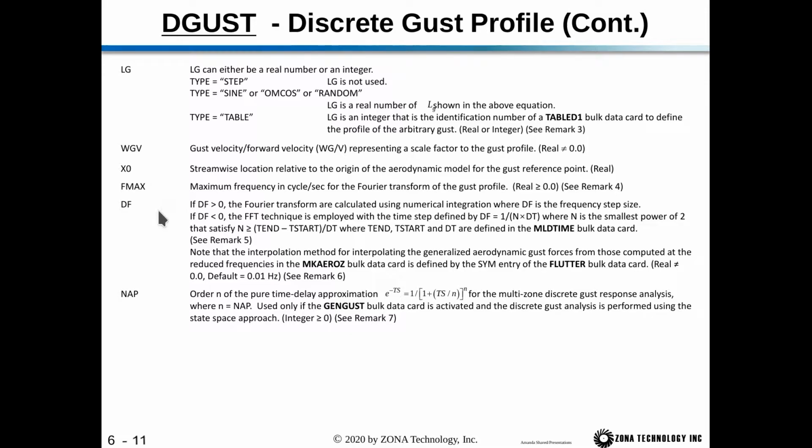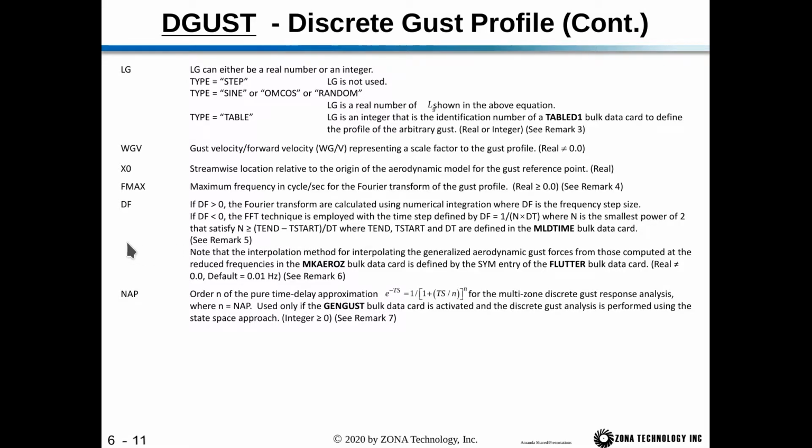And df is a further parameter for the integration. So if df is greater than 0, then the Fourier transform is calculated using numerical integration, where df is the frequency step size. And if df is less than 0, then the fast Fourier transform technique is used, where the time step is defined to be df is 1 over n times dt, where n is the smallest power of 2 which satisfies this equation, where tn, t star, and dt are defined in the MLD time card.